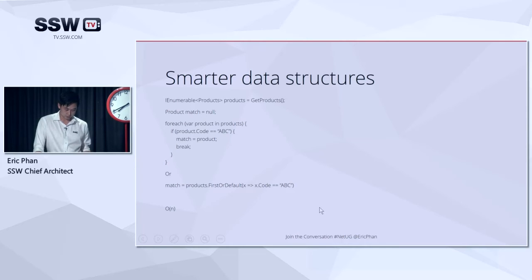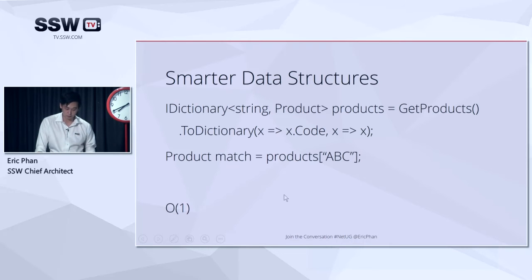Data structures. Most of the time we'll be using lists, and if you need to search for anything in a list, it runs in order n time, linear time. So if you're doing a lookup by code, for example, it's much better to create a dictionary. LINQ has a built-in method called ToDictionary. Does anyone know about that already? Yep. That generates the hash table for you.